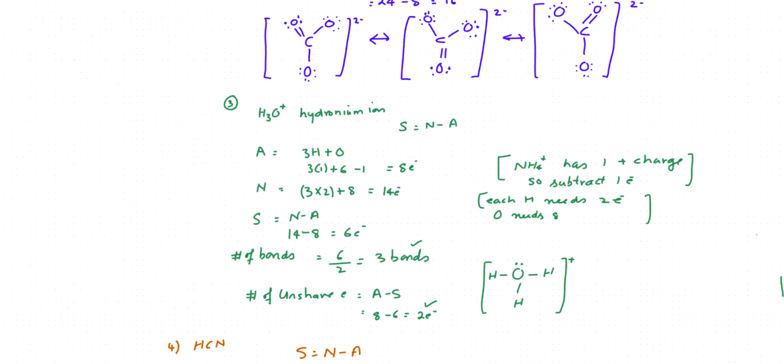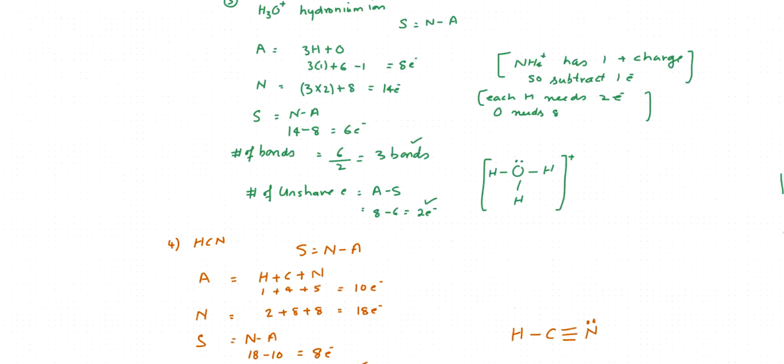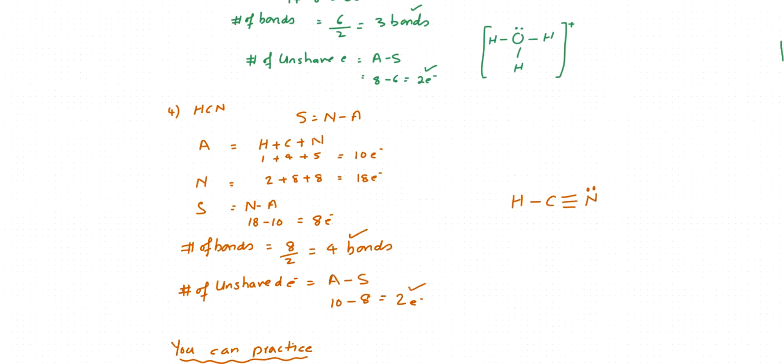Okay, one more example you can see. Hydrogen cyanide, HCN. S is equal to N minus A. So available how many? 1 hydrogen, 1 carbon and 1 nitrogen. In the valence shell of hydrogen, there is 1 electron. Carbon, there are 4 electrons. Nitrogen, 5 electrons. Altogether it comes to 10 electrons in the valence shell of the 3 atoms.